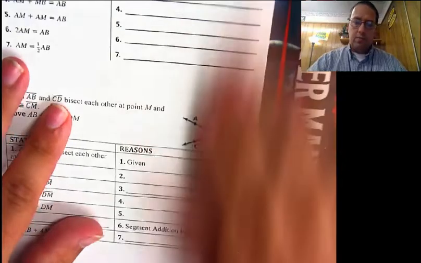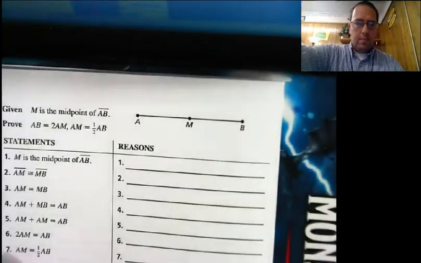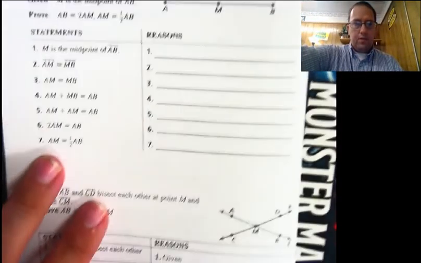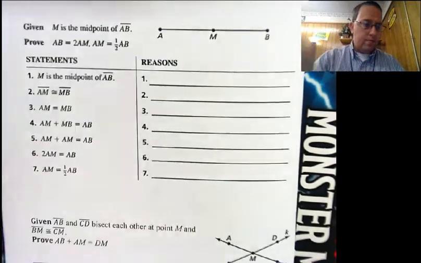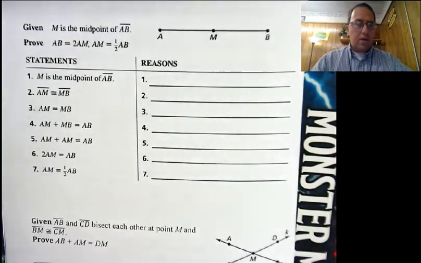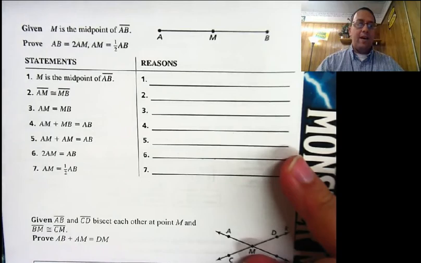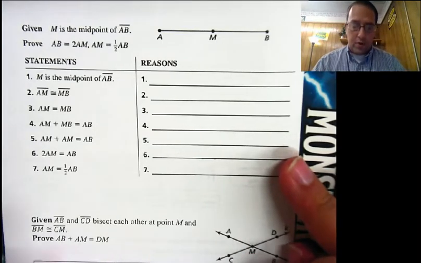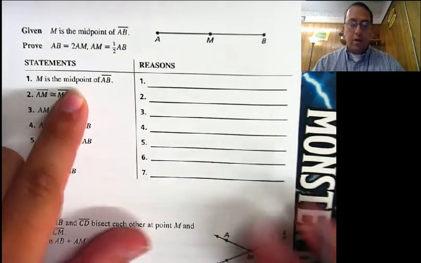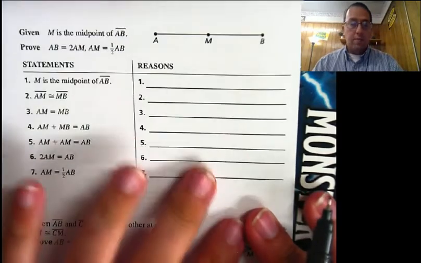Okay, so there are some basic properties of how two-column proofs work. Let's look at some examples. So, first example. Given that M is the midpoint of segment AB, we want to prove that the length of AB equals 2 times the length of AM, and that AM is half the length of AB. So first, they've already given us the statement, so that's nice. We just got to back it up with reasons.